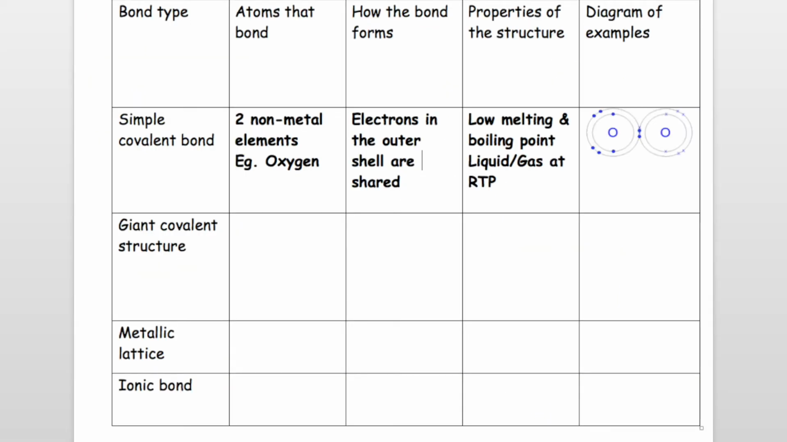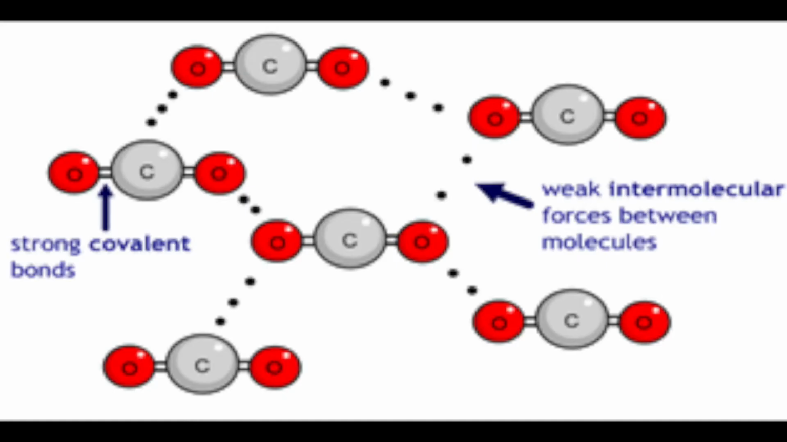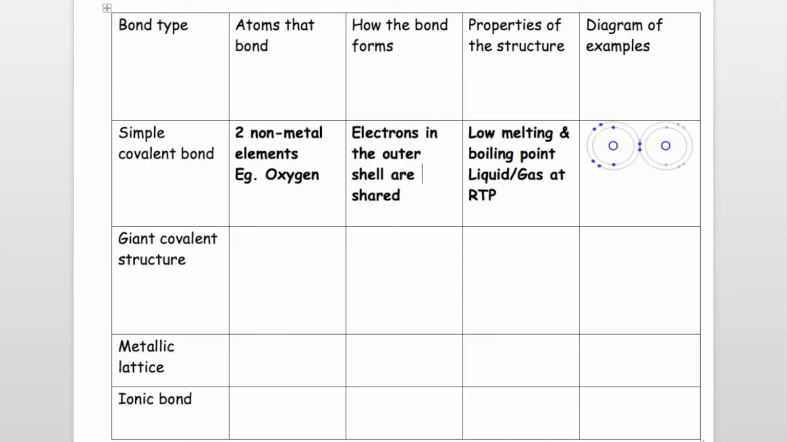Properties of simple covalent structures are as follows. They have low melting and boiling points. This is because the energy needed to separate the molecules is small. You need to be very specific when you explain this in an exam. The covalent bonds which hold the 2 or more atoms together are exceptionally strong, but the forces in between 2 pairs of molecules are very weak. See this diagram. For this reason, simple covalent structures are going to be gas or liquid at room temperature and pressure.